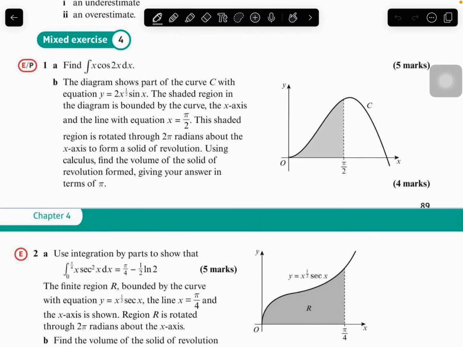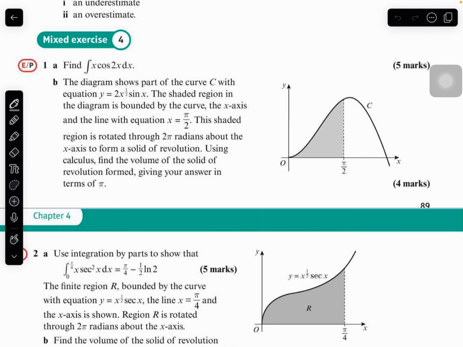So chapter 4, this is volume of revolution. So first, integral x cos 2x dx. So here, this is by parts. So repeat: x is polynomial, cos is trigonometry.